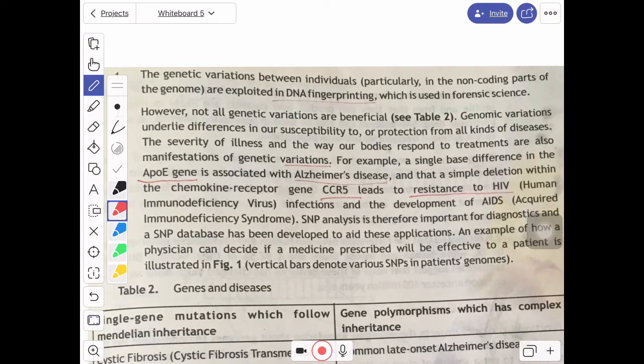See, we said that SNPs may be useful or may be harmful. We'll take some examples. See here, a single base difference in the ApoE gene is associated with Alzheimer's disease. At the same time, a simple deletion in the chemokine receptor gene CCR5 leads to resistance to HIV. So here you will see there is a chance of disease from an SNP. At the same time, another SNP leads to resistance to HIV. So SNPs can be useful, or SNPs can sometimes be harmful.